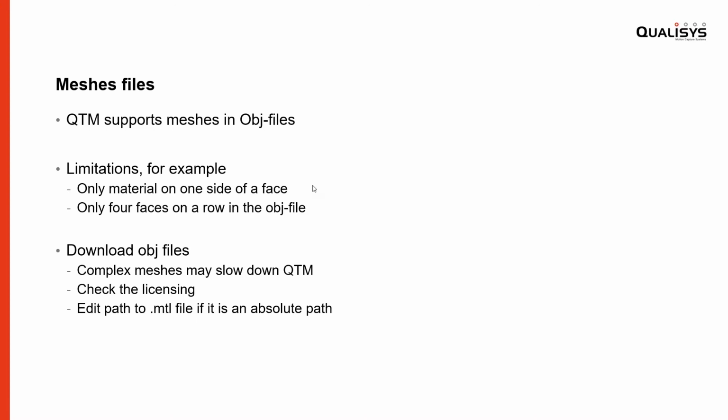Then it's good to know that if you download a complex mesh, it may slow down QTM. There's no way for us to know. I mean, we don't control how they work. It's also important to check the licensing when you do that, and we have seen quite often that there are absolute paths in, for example, the MTL files, which you then need to edit to make it work.